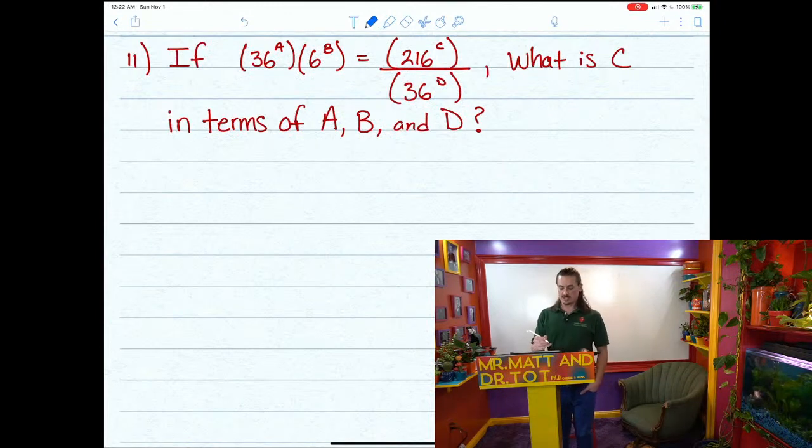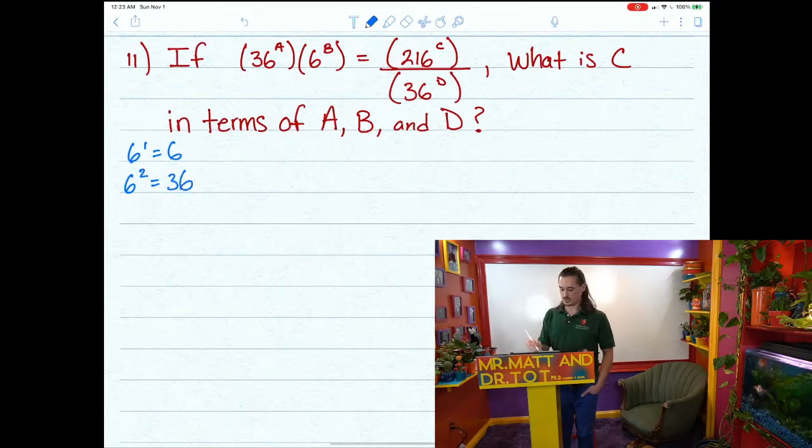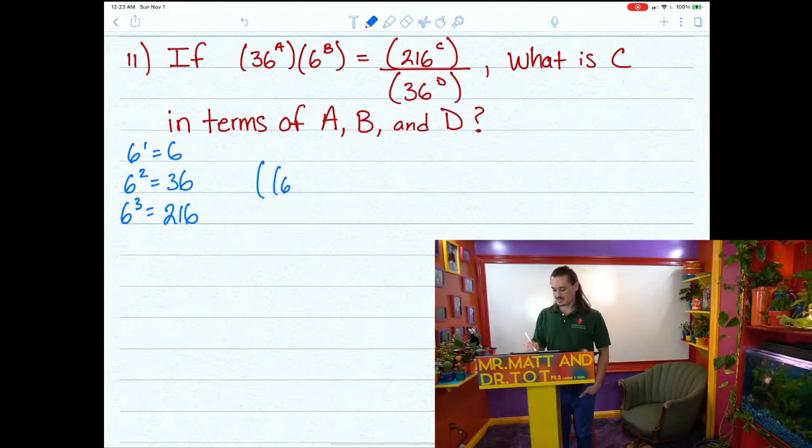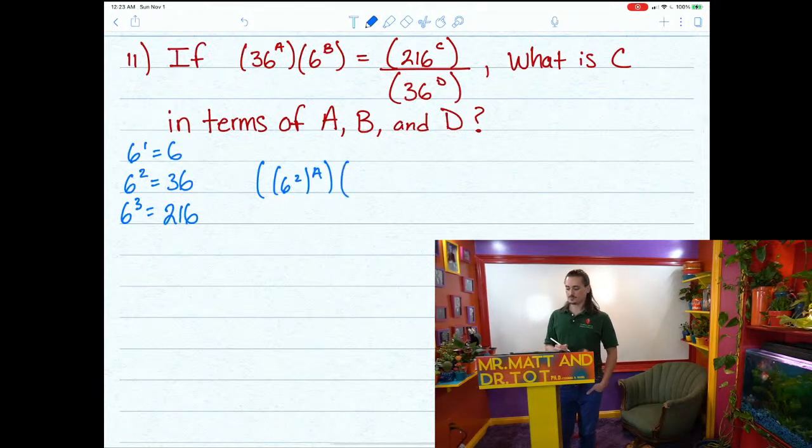So instead of 36, I'm going to write 6 squared in parentheses. So I'm going to say that 6 squared, quantity raised to the a power, times 6 to the b power, already has a base of 6, which is what I want. Instead of writing 216, I'm going to write 6 cubed, quantity raised to the c power, divided by 6 squared, quantity raised to the d power.